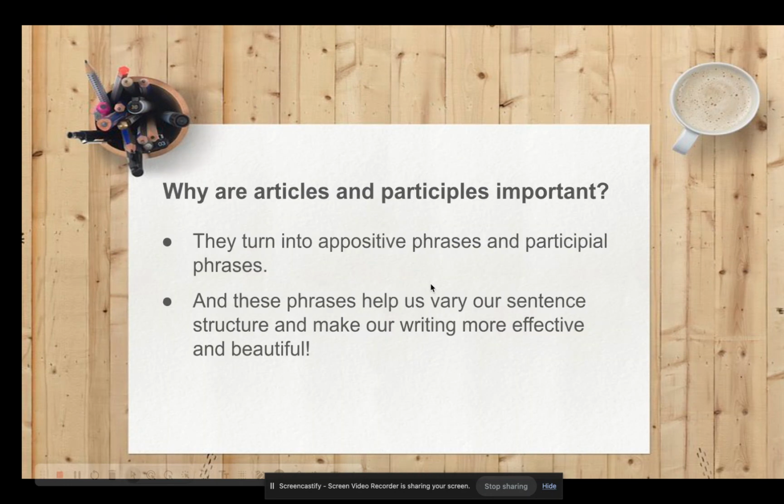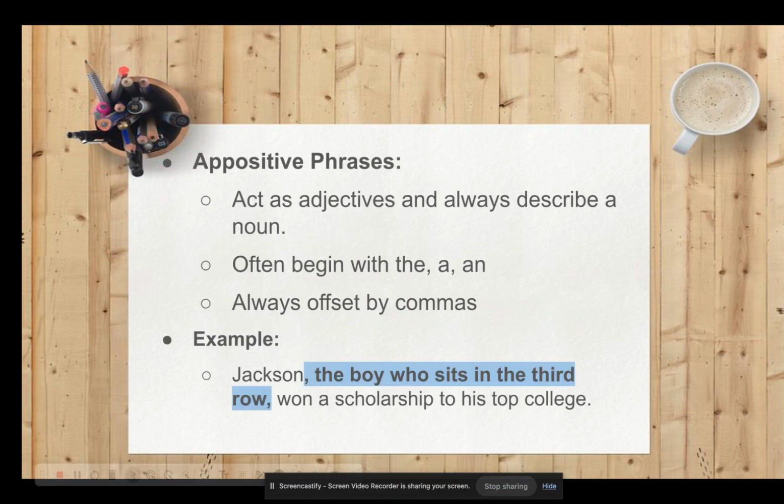All right, back to articles and participles. Why are they important? Well, because one, they help make our writing more interesting, but two, they also turn into appositive phrases and participial phrases. And this is the meat of the matter that I really want you to know about. Why? Because these sentences vary our sentence structure and make our writing more beautiful and much more effective.